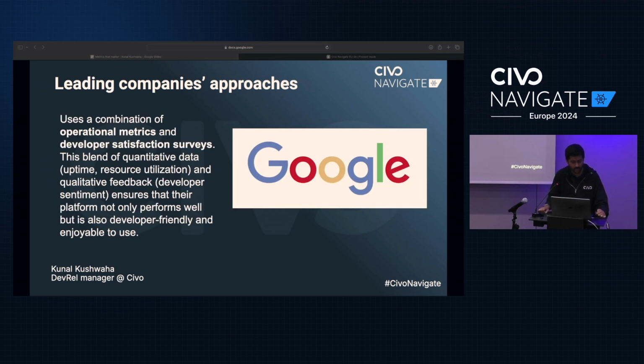Google, they use a combination of operational metrics and developer satisfaction surveys. This blend of data, which is the uptime, resource utilization, other things like that, and qualitative feedback like developer sentiment, ensures that their platform not only performs well, but is also developer friendly and enjoyable to use. So, you know, different companies have different priorities, and we'll see that now.